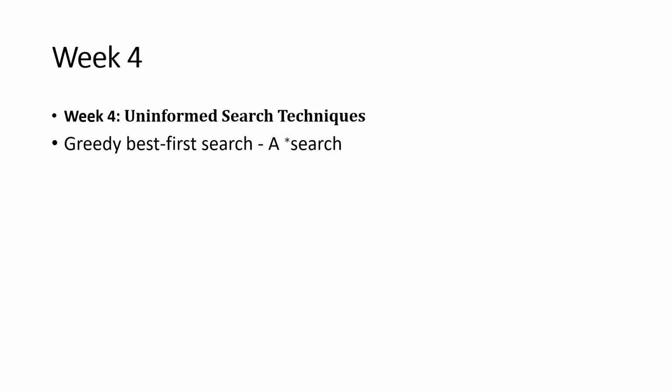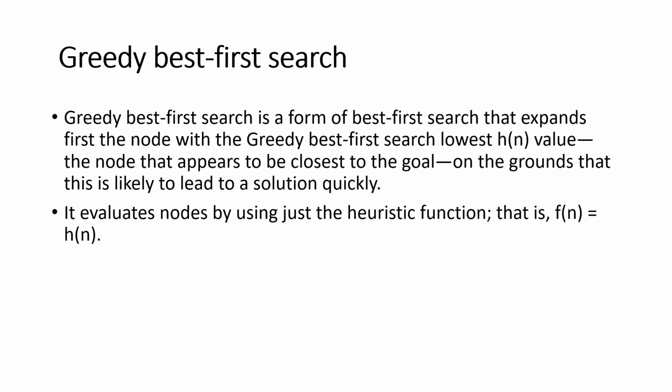Today we are moving to week 4, part 3 topics. We will discuss uninformed search techniques, greedy best first search, and A-star algorithm. So first we will discuss greedy best first search.